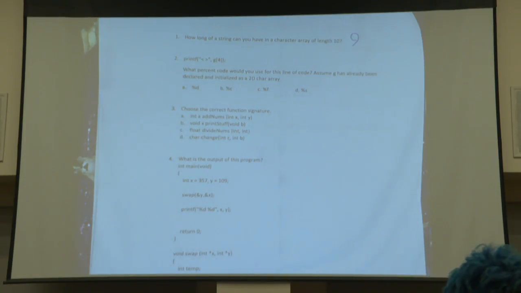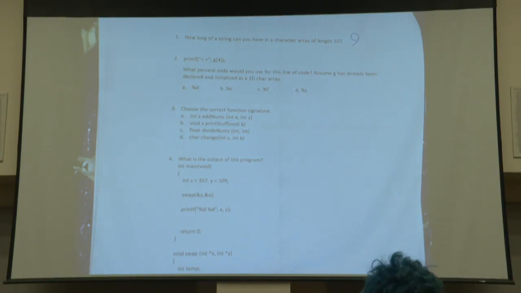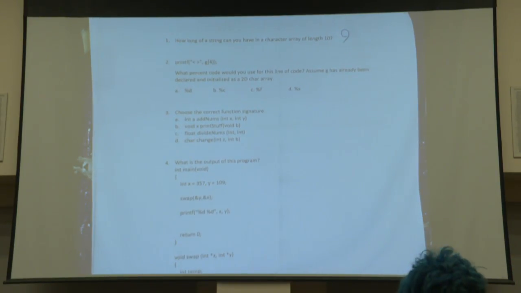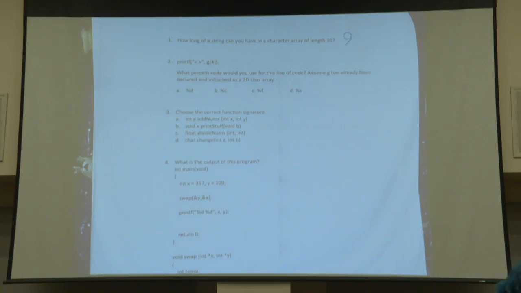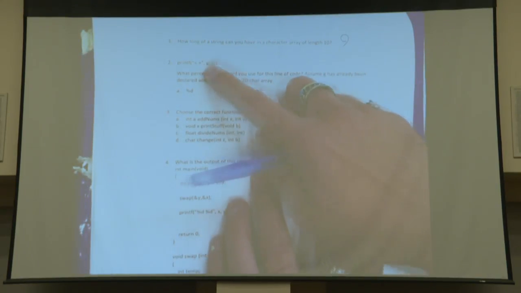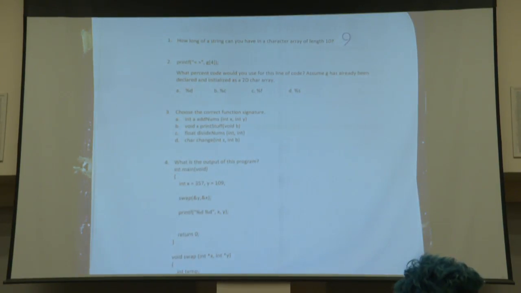D? What do you think, Carrie? S or C? No, that's fine. So if we're working with a 2D character array, that's otherwise known as a string array. So if we're printing out just one of them, then it is going to be a string, so we would use %s.